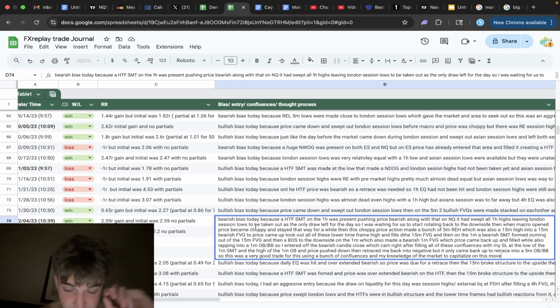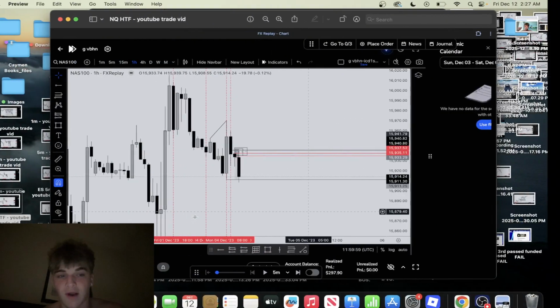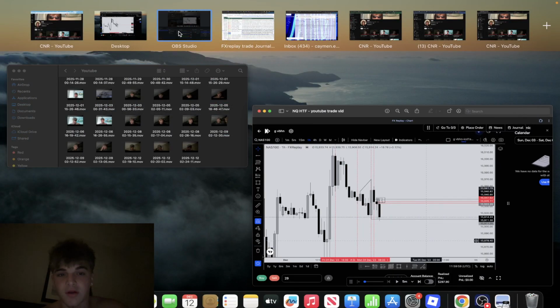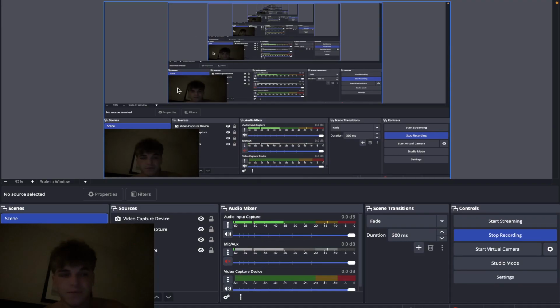So I was waiting for us to start rotating back to the downside. Then when macro opened, price became choppy, and I'll show you on the screenshots, and stayed that way for a while. Then this choppy price action made a bunch of relatively equal 5-minute highs. So let's go look at that right now.